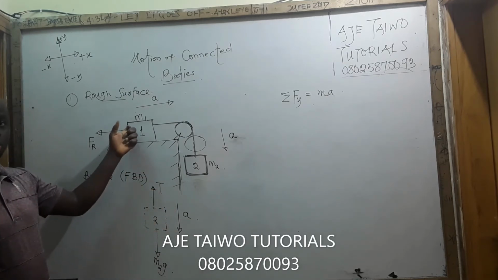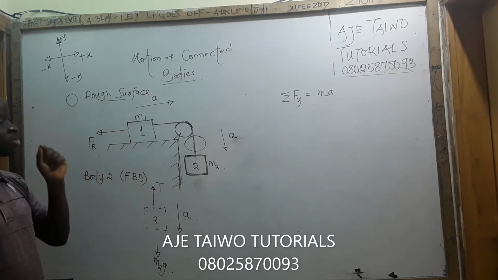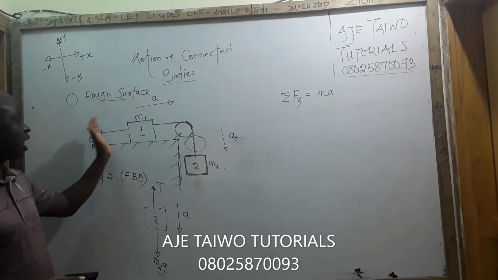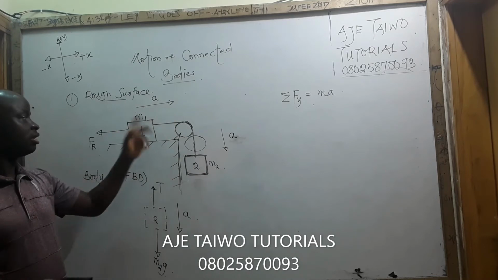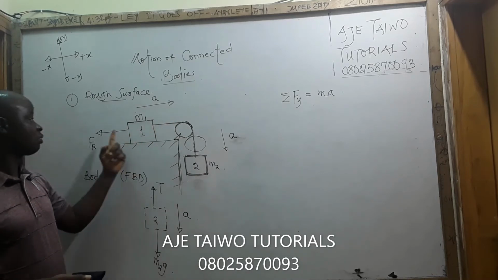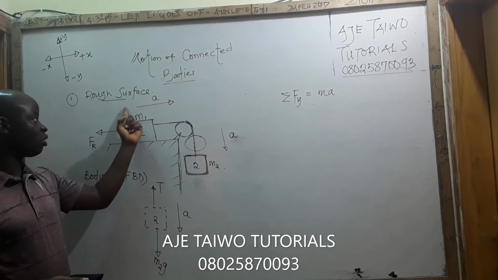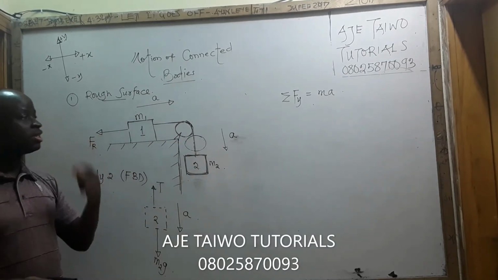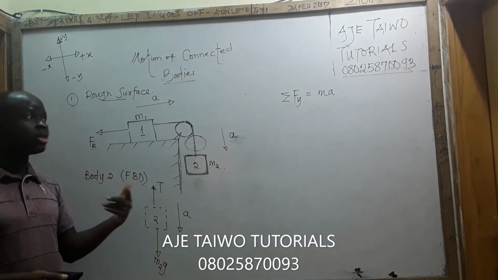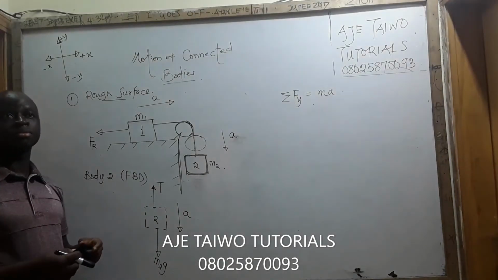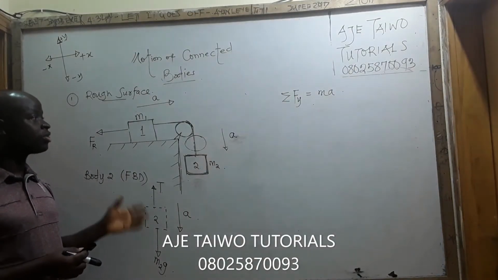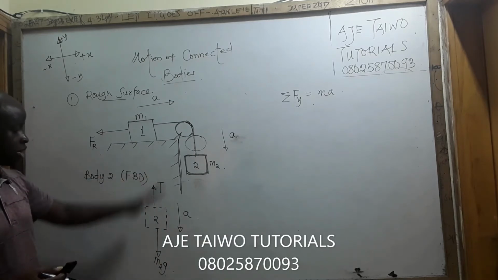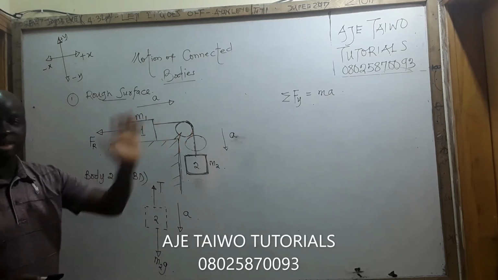In body 1 I did, I said summation Fx equals Ma. Why? Because the body was moving horizontally. This force was horizontal, this force was horizontal, and the body was moving like this. So because the body was moving horizontally, the summation Fx will equate to Ma. But if the body is moving vertically, either up or downward, Fy equates to Ma.